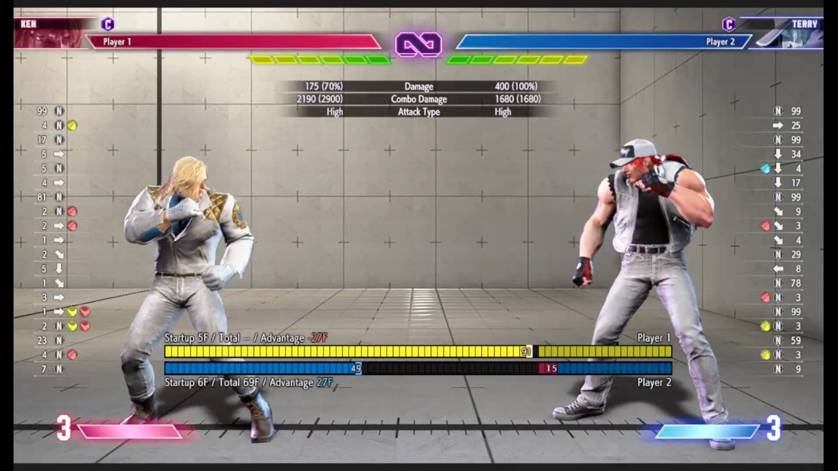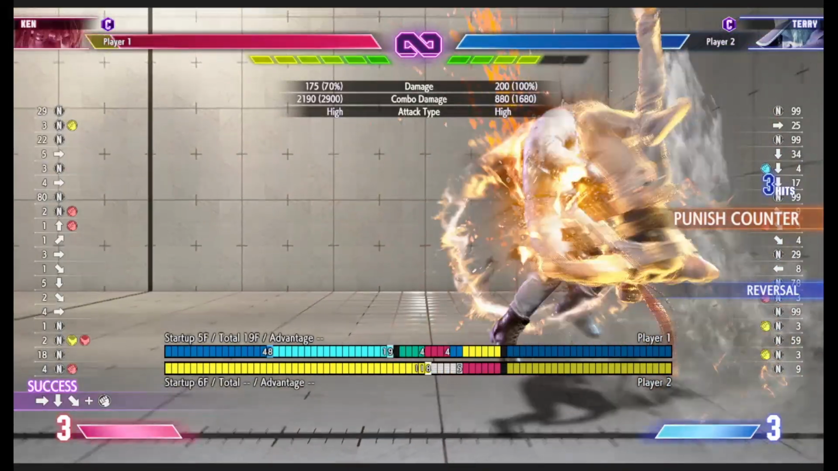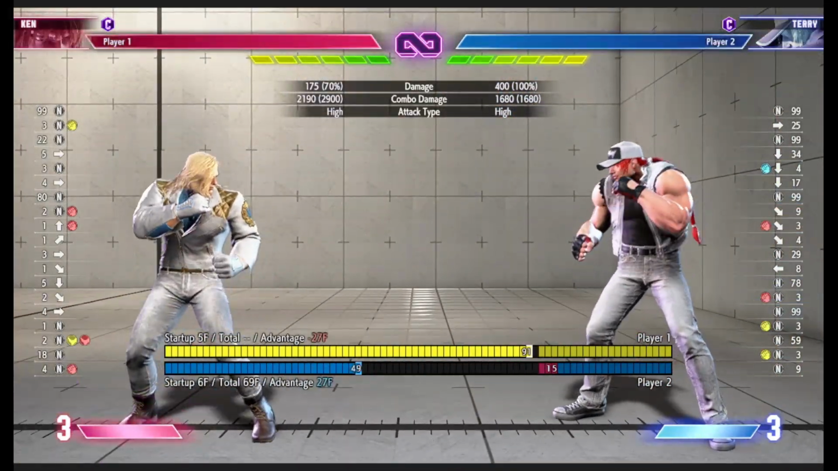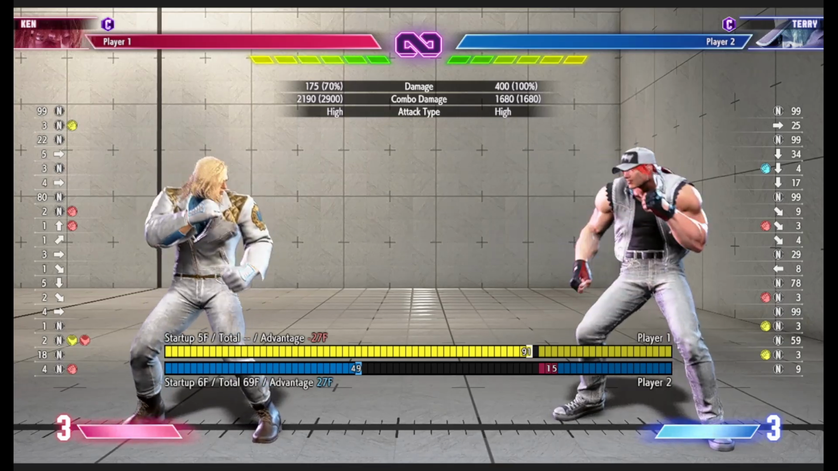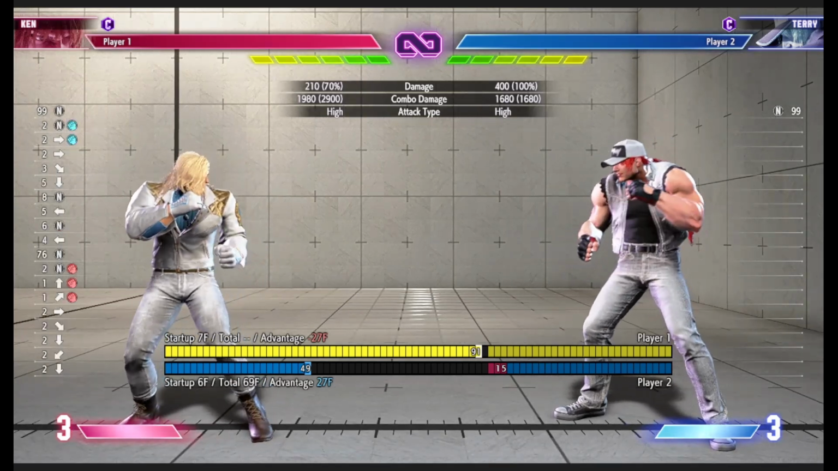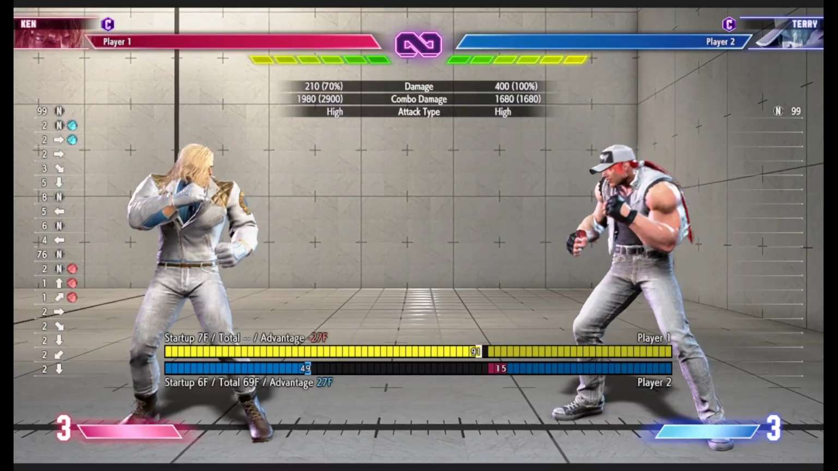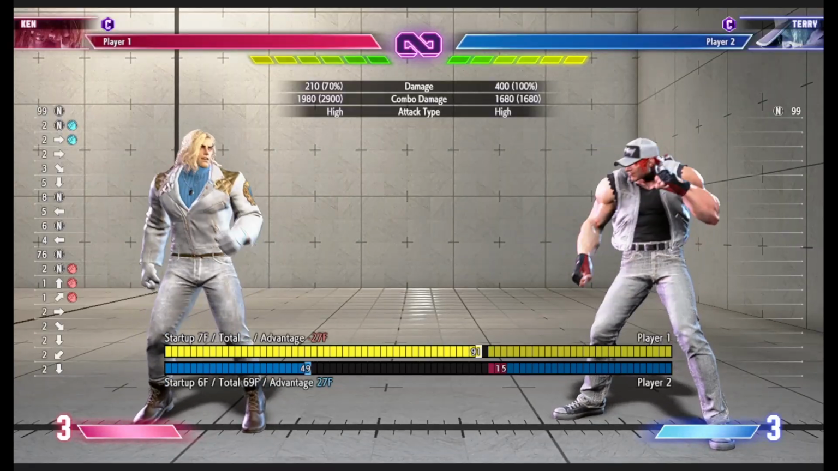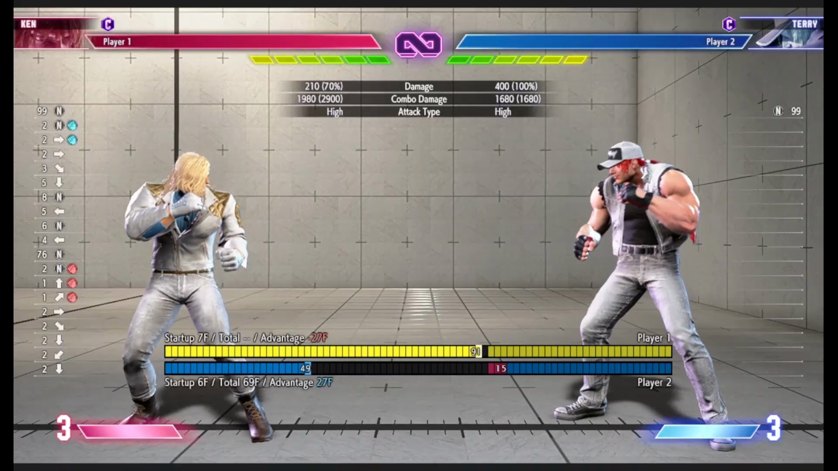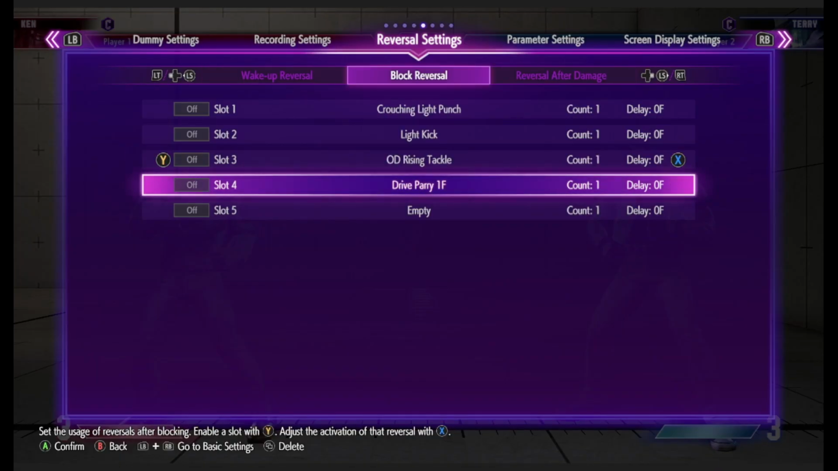Rising tackle has several frames of invincibility, you just can't hit him. You just can't hit him. There are some moves that are either only projectile invulnerable or only throw invulnerable, or strike invulnerable. Some moves aren't projectile invulnerable. Some moves are only strike invulnerable.